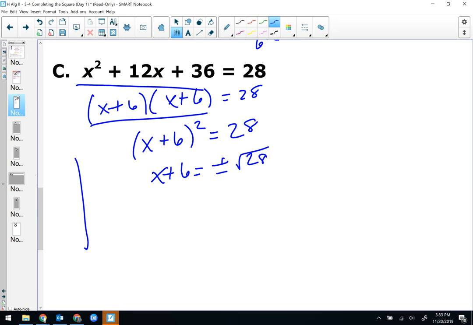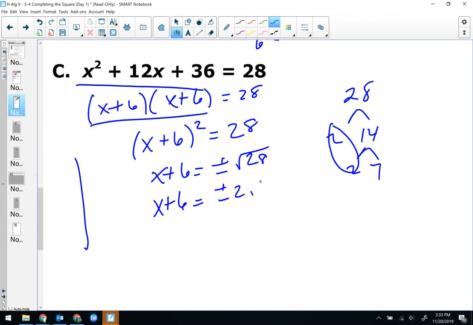Let's see if 28 factors down. Let's buddy up. 2 and 14, 2 and 7. Okay, 4 radical 2. Or, sorry, excuse me, 2 radical 2. X plus 6 is equal to plus or minus 2 radical, what am I saying? 2 radical 7, excuse me. Now, whenever you have a radical term over here, I would want to subtract the 6 over to the other side. And I take negative 6 plus or minus 2 radical 7.